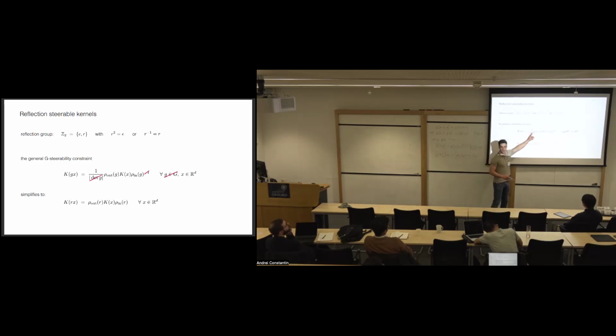But now this determinant factor drops out, since for reflections it's just one. Then we have that it needs to hold for any group element in your group, but you have only two elements. One is trivial, so that one doesn't count. And then it only needs to hold for this single reflection group element. And then you also know that rho of reflection inverse, due to that property here, is just rho of reflection, which means you get this very simple constraint here.